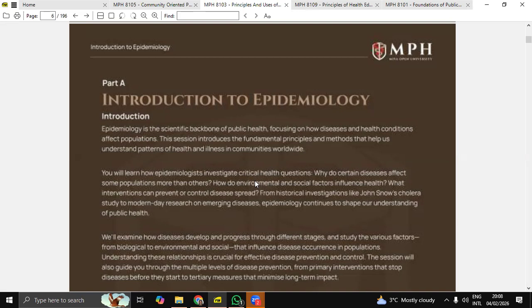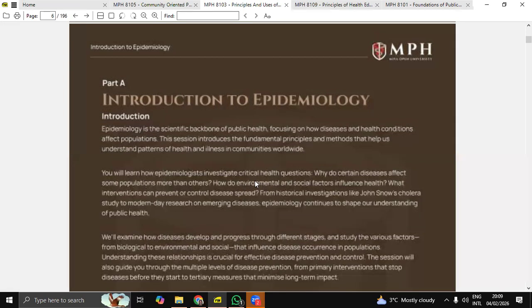So you can divide this study session into 5 parts: the definition and core functions of epidemiology, the historical development of epidemiology, the core concepts as regards disease causation. Then we talk about the natural history of disease, and in line with that, levels of prevention. The last thing in this session is measures of disease frequency.